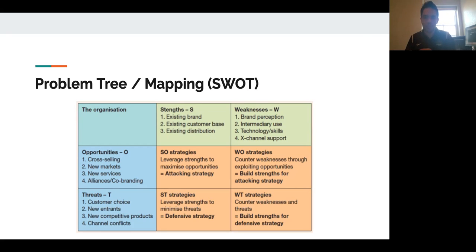And where these rows and columns meet, we have SO, WO, ST, and WT, which means we have a strength and opportunity strategy, a strength and threat strategy, a weakness and opportunity strategy, and a weakness and threat strategy. And again, this was a great picture that I found, and it's basically saying for S and O, we want to say that's our attacking strategy. For strengths and threats, that's going to be our defensive strategy. And for weaknesses, we build upon the weaknesses for the attacking strategy.